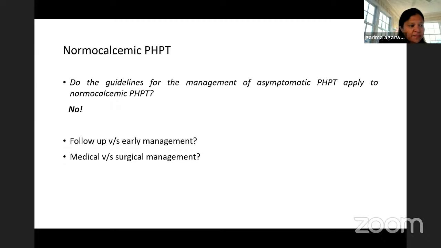If we choose to do surgical management in these patients, unilateral versus bilateral exploration, unfortunately, most of these patients would present with multiglandular disease and non-localizing disease. And if surgery is chosen, we have to counsel the patients about the four-gland exploration or bilateral exploration and the higher risks involved with that, and counsel the patients accordingly.